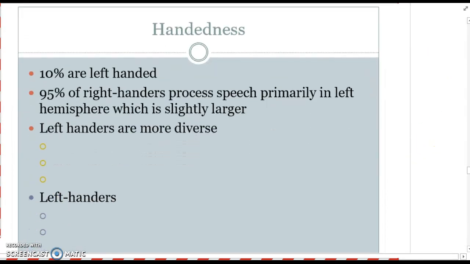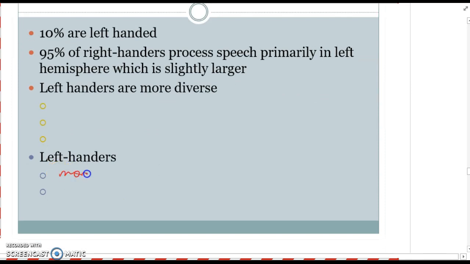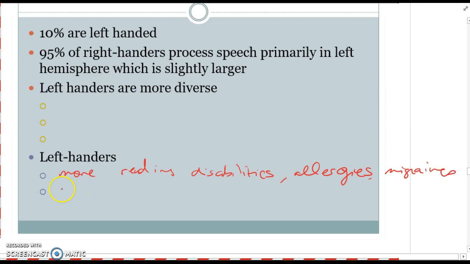Now, handedness. Okay, so moving on to left-handed people versus right-handed people. Most people, by far, are right-handed. About 10% of the population are left-handed. I'm just going to skip down to this part right here. Left-handers can have more reading disabilities, not always, but they can, as well as allergies, and they're also more susceptible to migraines. But they are more common among musicians, architects, artists, and even professional basketball players, which is interesting. So just, again, a side note.